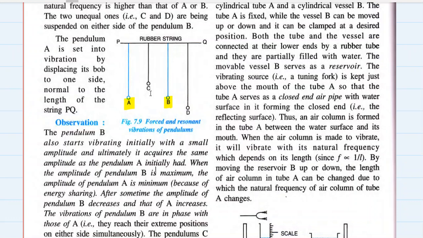But when these forced vibration reaches pendulum B, coincidentally, the length of pendulum A and pendulum B is the same. Therefore, the natural frequency of pendulum B and the frequency received by it, that is the frequency of the forced vibration received by pendulum B, is matching with its own natural frequency. Hence, pendulum B also starts vibrating with the same amplitude as the pendulum A. That means there is a resonance happening between pendulum A and pendulum B.